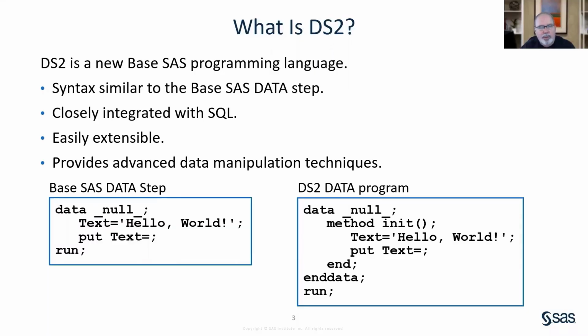So just what is DS2? DS2 is a relatively new programming language in Base SAS. It has a syntax that combines the best of the data step processing language with SQL. DS2 is easily extensible, and it provides a kind of object-oriented approach to programming, if you desire, that can lead to some advanced data processing techniques. If you compare the two programs that you see on the screen, you can clearly see the bones of the traditional Base SAS data step still exist in the DS2 data program.